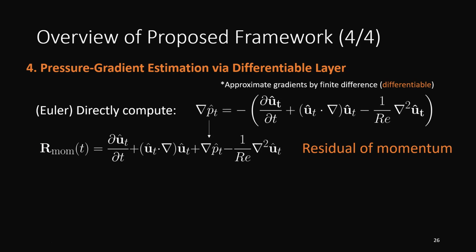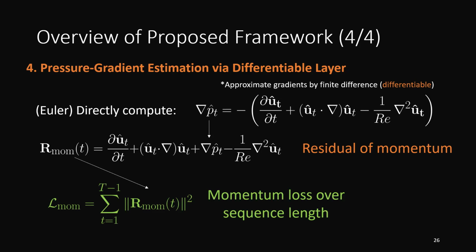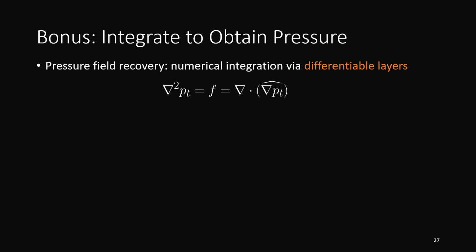Now we can just plug that into the residual of the momentum, and now we have a new loss formulation for the momentum balance. So we've now been able to enforce softly the mass balance and the momentum balance for the entire sequence. Okay. Just a bit of a bonus, we can integrate the pressure gradient to get the actual pressure field, which is important for a lot of people. But we do this through differentiable layers, and we numerically solve it. Again, there are no learnable parameters in this branch.